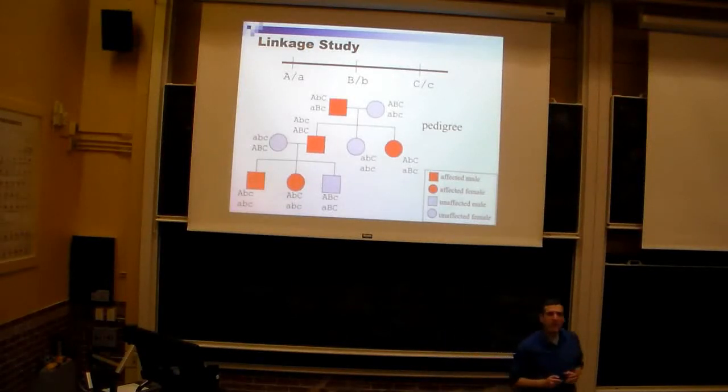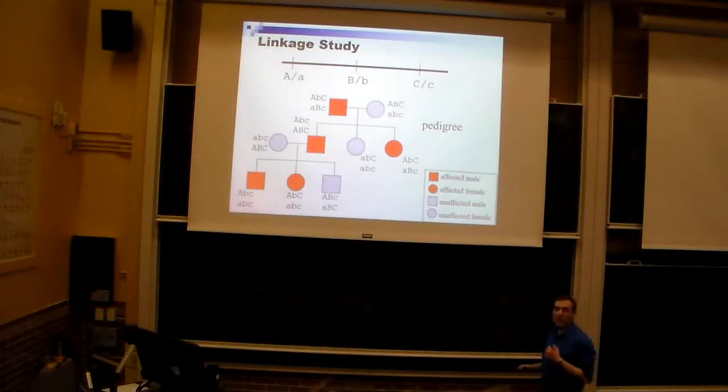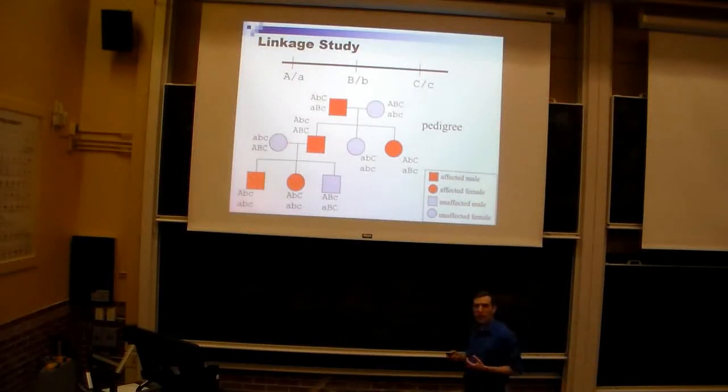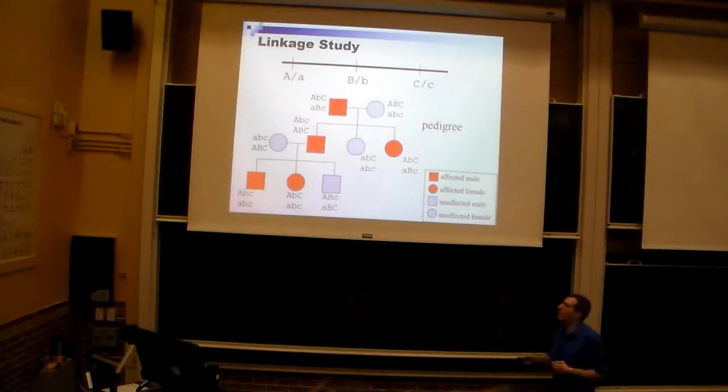In a linkage study, we would then type a set of markers in these people. So we would try to figure out genetic variations at a small set of sites in the genome or a region of genome of interest to us. And these might be sites where we have two possible alleles. They could be multiple alleles, but generally a small number of possible alleles at each variant site.